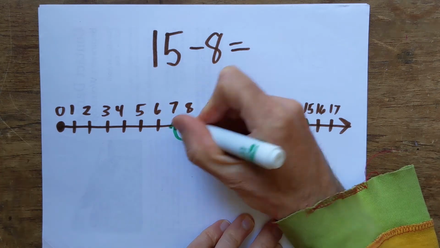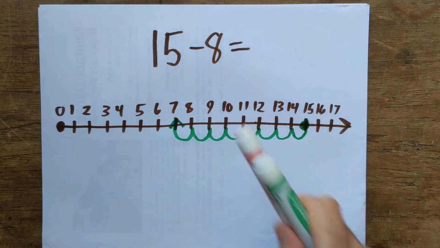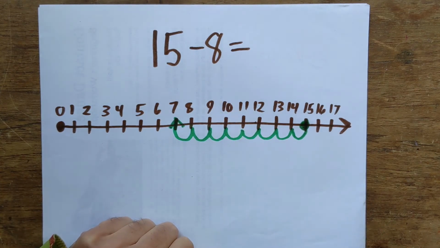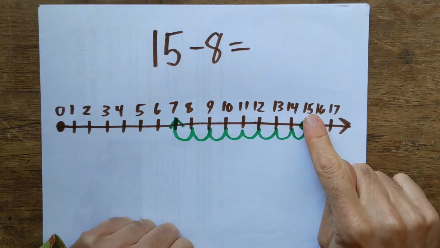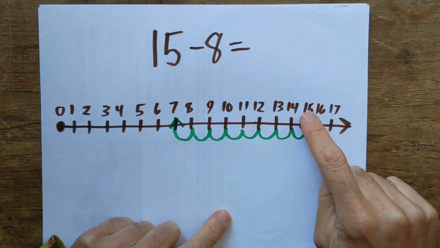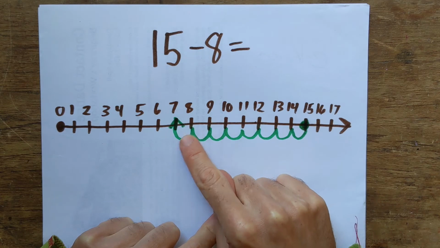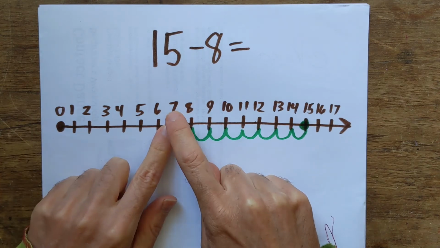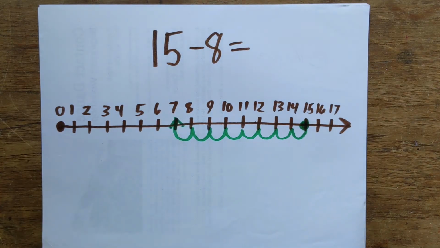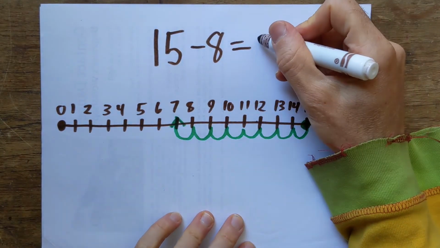Here's my answer. What number is that? That's 7. So when you use a number line, you don't need to count 3 times. You only need to count once, because the 15 is already there. And then you subtract 8. You have to count 8. 1, 2, 3, 4, 5, 6, 7, 8. And then you don't have to subtract there. You don't have to count there either, because we know that this is the number 7.